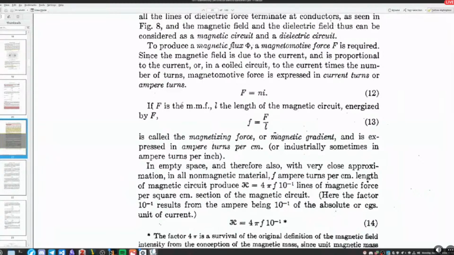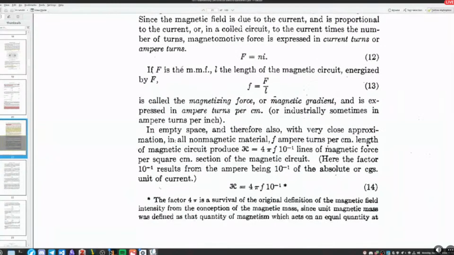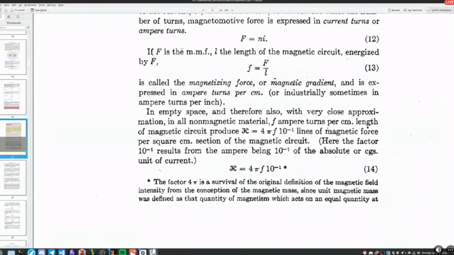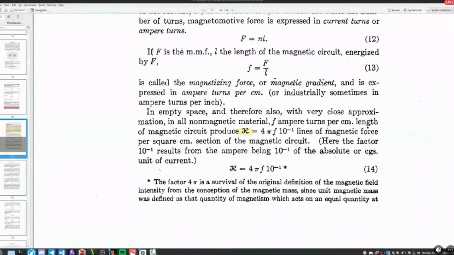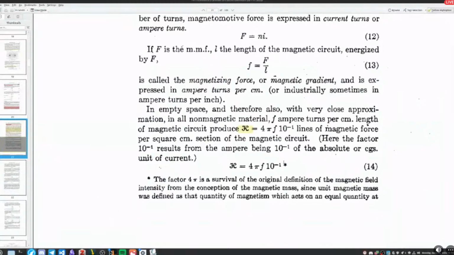In empty space, and therefore also with very close approximation, in all non-magnetic material, f ampere turns per centimeter length of magnetic circuit produce, I don't know that symbol, equals 4 pi f times 10 to the negative 1 lines of magnetic force per centimeter section of the magnetic circuit. Here, the factor 10 to the negative 1 results from the ampere being 10 to the negative 1 of the absolute or CGS unit of current.